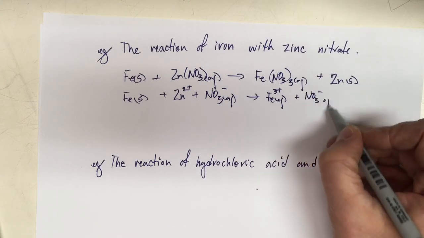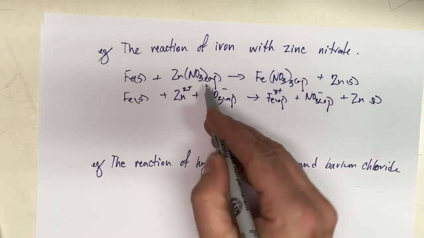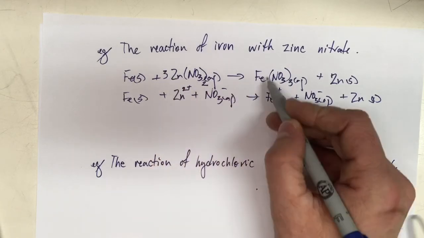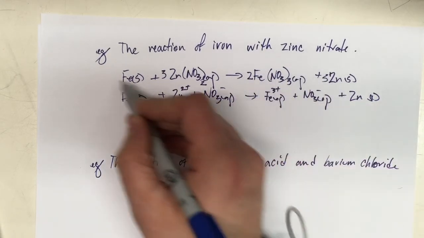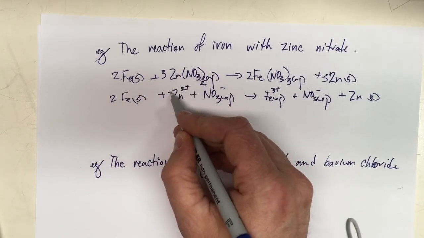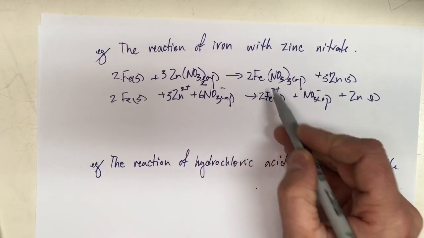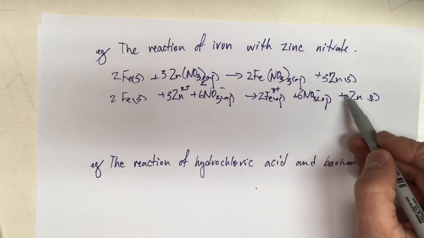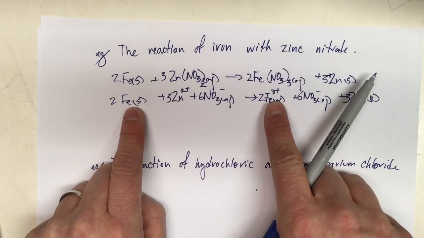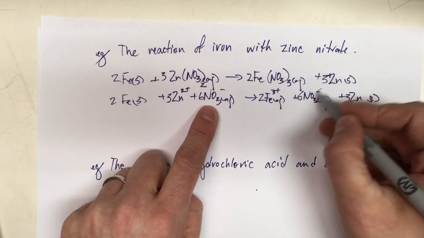And zinc is here, and I've missed a step, right? I didn't balance. So I've got two nitrates here, and I've got three nitrates here, so I need three of these, and I need two of these, so I need three zincs, and I need two irons. So I get two of these, 3 times 1 zinc ion, but 3 times 2 is 6 nitrates, 2 iron 3s, 6 nitrates, and 3 zincs. Now you'll see here that iron has changed its charge from 0 charge to 3 positive. Zinc has gone from 2 positive to 0, but the nitrates are exactly the same.